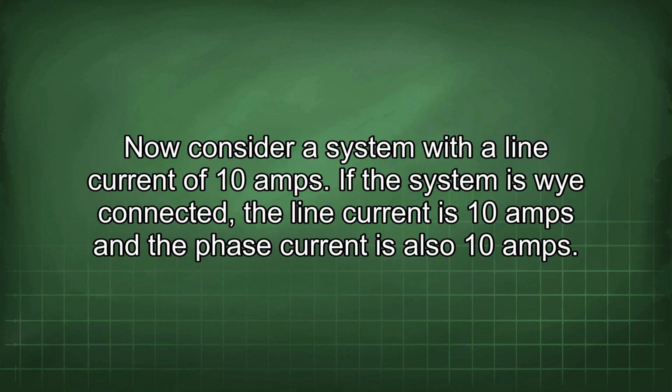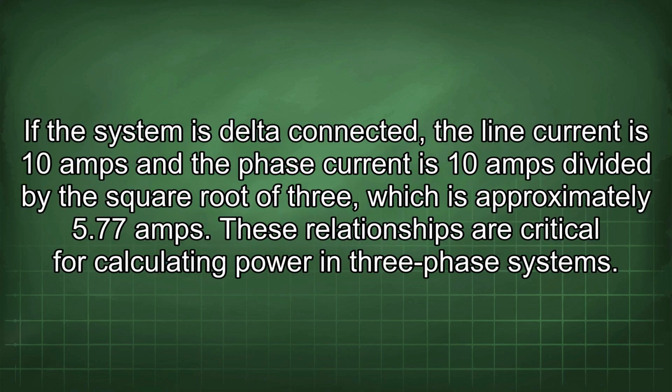Now consider a system with a line current of 10 amps. If the system is Y-connected, the line current is 10 amps and the phase current is also 10 amps. If the system is delta-connected, the line current is 10 amps and the phase current is 10 amps divided by the square root of 3, which is approximately 5.77 amps.